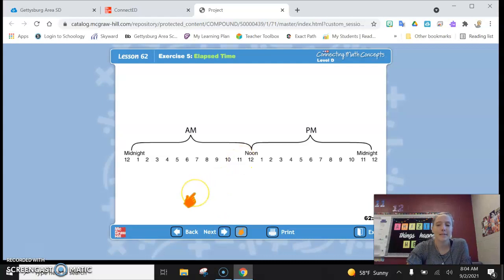Elapsed time. Last time we talked about elapsed time, which means how much time has passed. Okay, on your screen right now, you have an entire full day. Starting at midnight, all the way 1 a.m., 2 a.m., 3, 4, 5, 6, 7, 8, 9, 10, 11 a.m., noon. Noon is like the afternoon time. And then now you're starting to get into the evening, or p.m., 1 p.m., 2 p.m., 3 p.m., 4, 5, the whole way back to midnight. This shows a whole day.